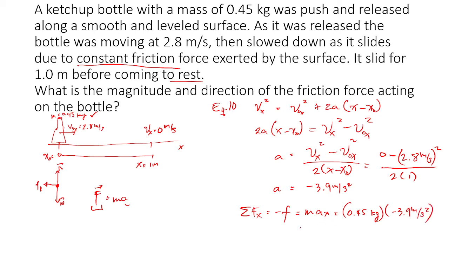So, we will have here a negative F, which is actually equal to negative 1.18 kilograms meter per second square, which is actually equal to negative 1.8 Newton. So, that will be our magnitude, and as for the direction, it is moving to the left kasi negative yung ating friction.